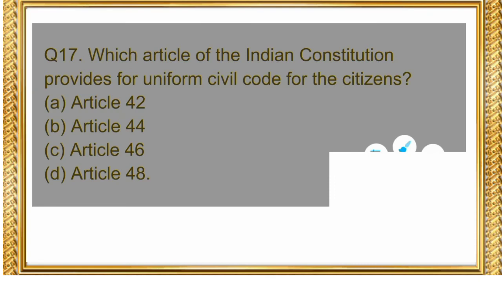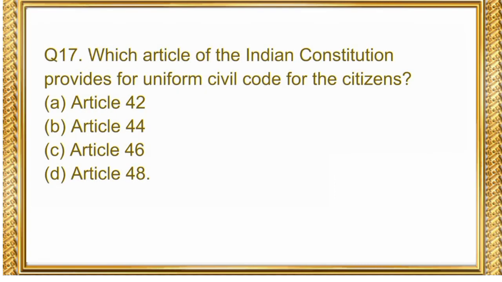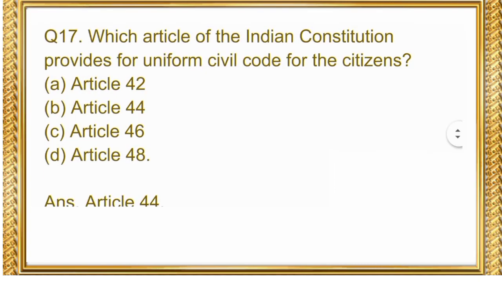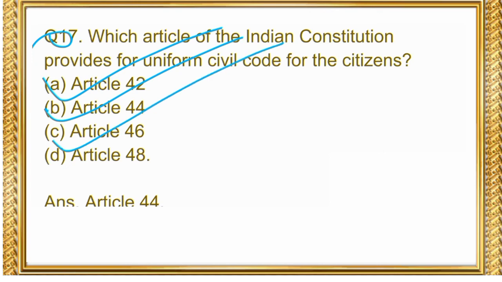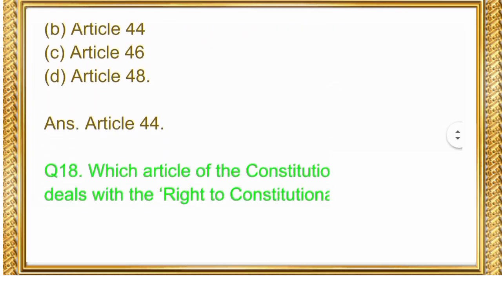Next question is question number 17, asking that which article of the Indian Constitution provides for the uniform civil code for the citizen. Option A is given Article 42, B is given Article 44, and C is given Article 46, and D is given Article 48. And correct option is B, Article 44.